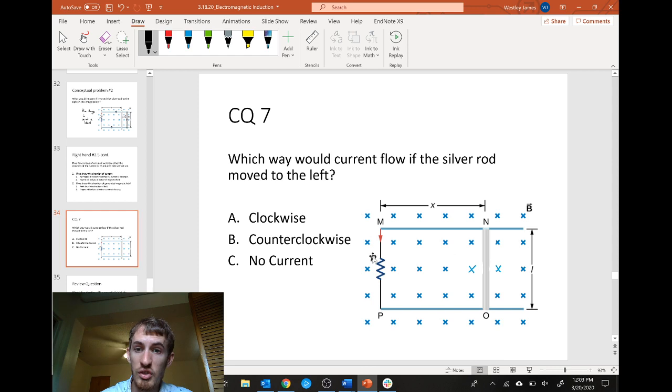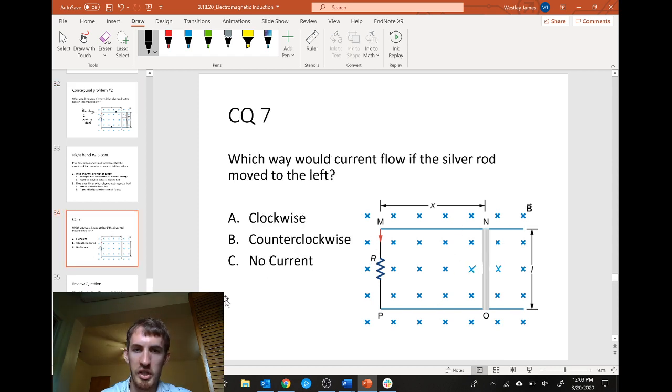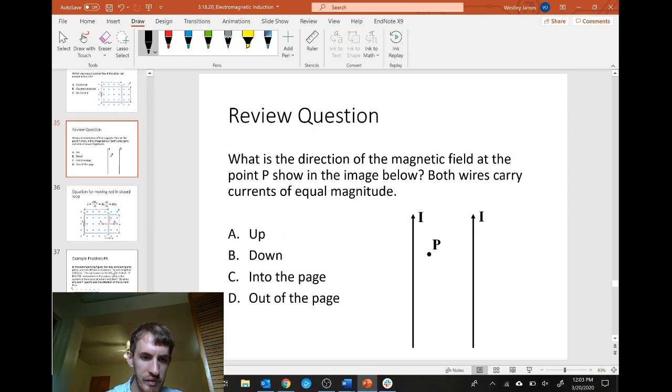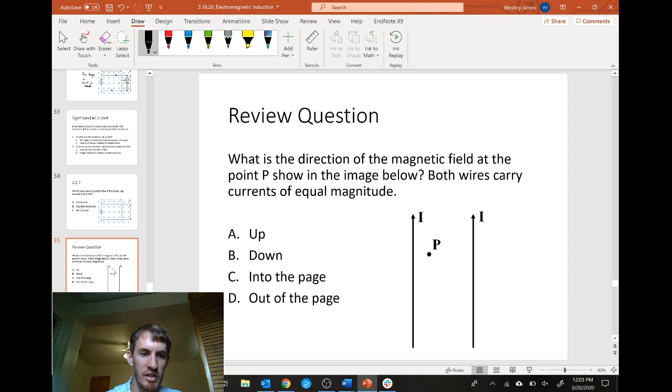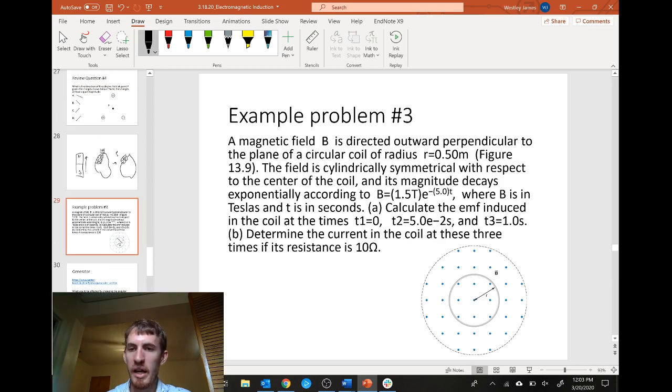So this is then the last one that's on the clicker questions thing. What way would the current flow if the rod moved to the left? I showed you which way current would flow if it moved to the right. This is a good way for you to practice to figure out which way it'd flow if it moved to the left. All right, this one I did not include. Yep, so I'm going to go back and actually solve this example problem. And we're going to leave the rest of these PowerPoint slides to next class.